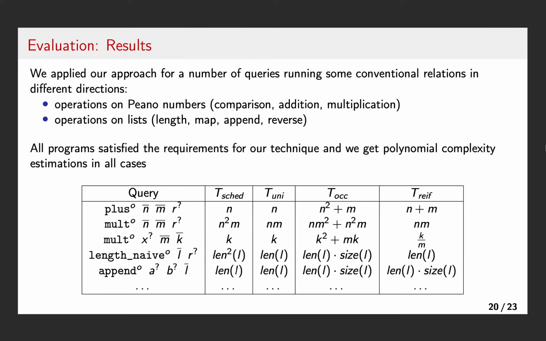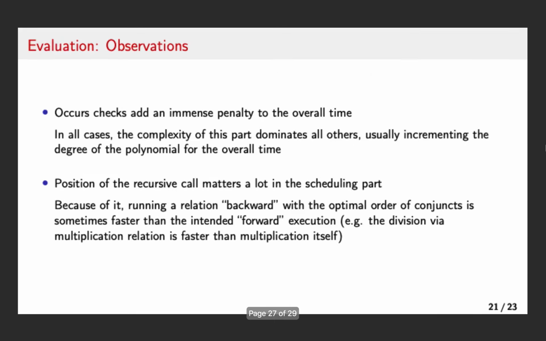We applied our approach to a number of known examples. Specifically, we took relations for operations on numbers and lists and ran them in different directions. All these examples satisfy the requirements for our technique, so we were able to get complexities, and in all cases they are polynomial. Here are just some of the results. The full table you can find in the paper.